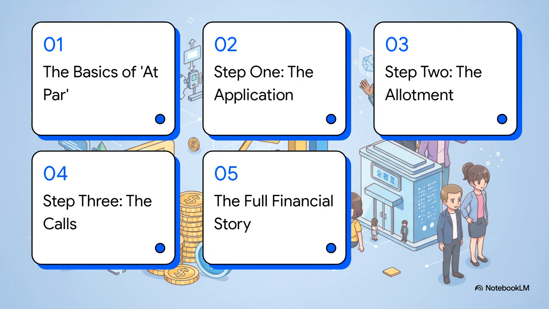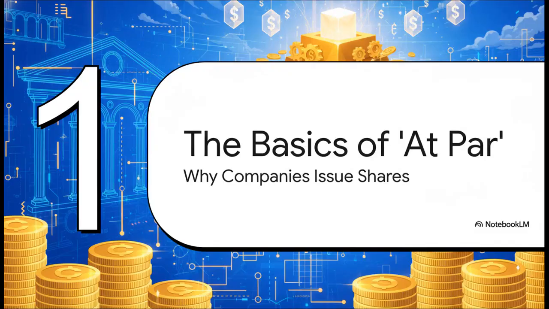First, we'll cover the basics of what at par even means. Then, we'll walk through the three main stages of this process: the application, the allotment, and what are known as the calls. And finally, we'll wrap it all up to see the full financial picture. All right, let's start with the absolute fundamentals.